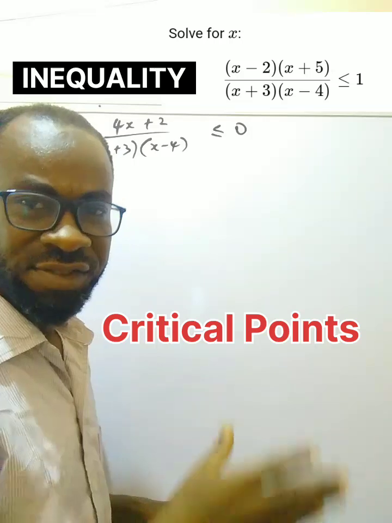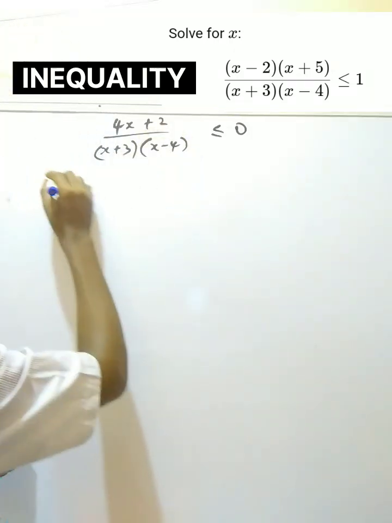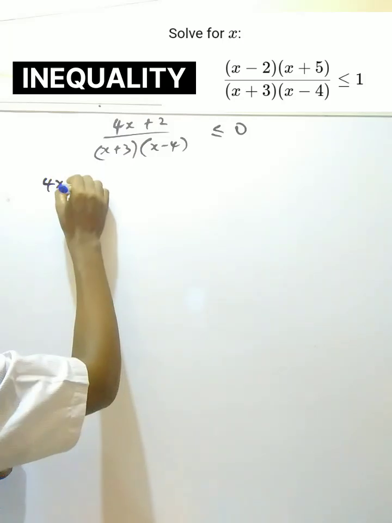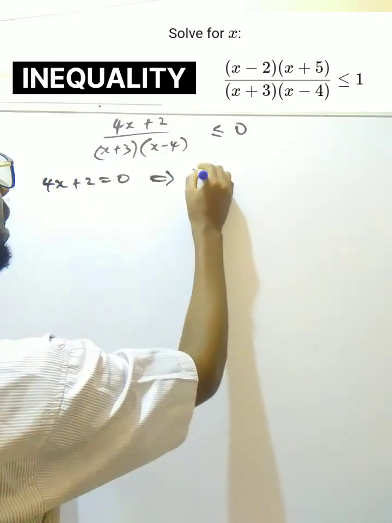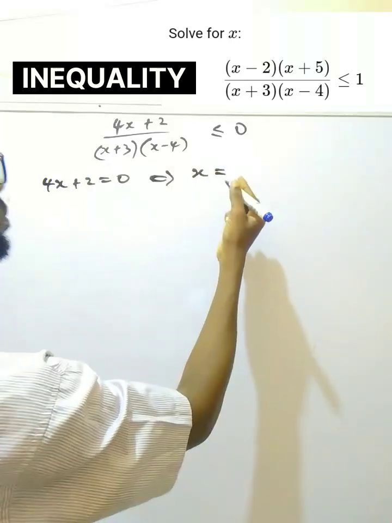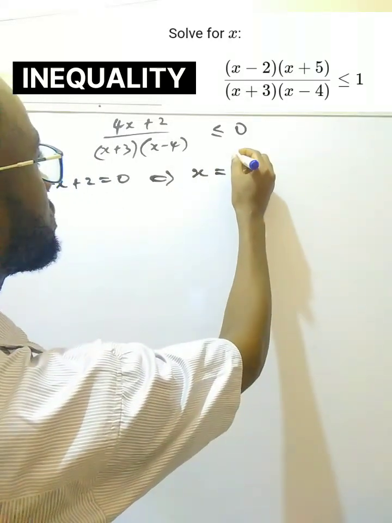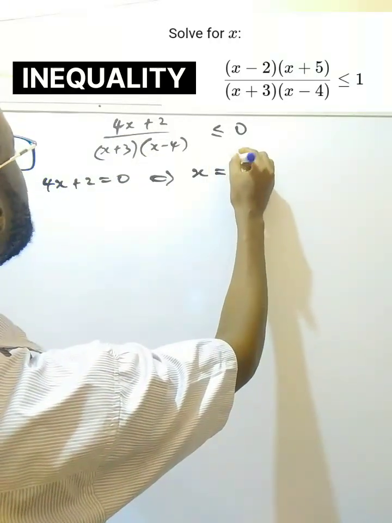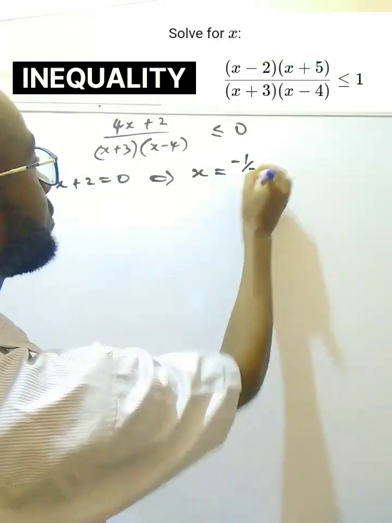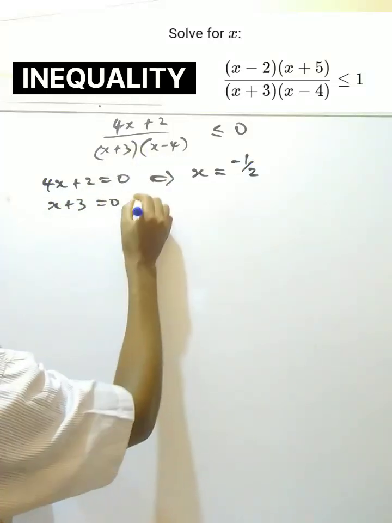The critical points are the zeros and the asymptotes. From the numerator, the zeros there, we have 4x plus 2. When we equate it to 0, from here we're going to have that x is equal to minus, if this 2 comes here, that's minus 2 over 4, which is minus half. From the denominator, x plus 3 is equal to 0.